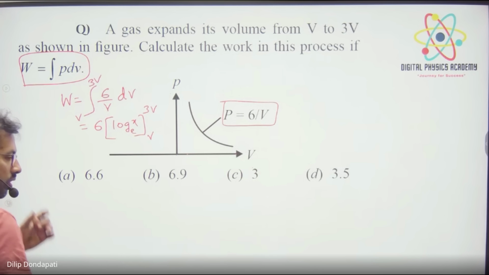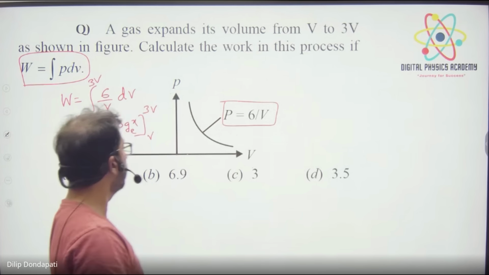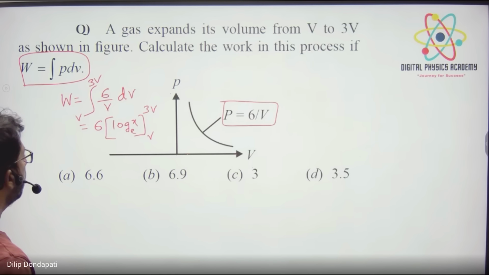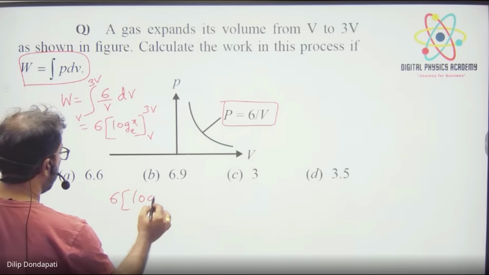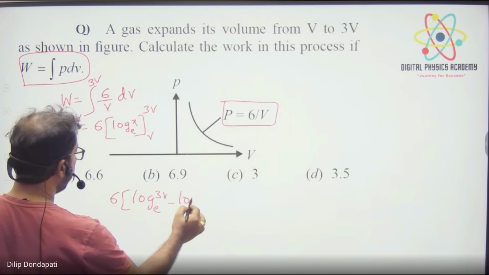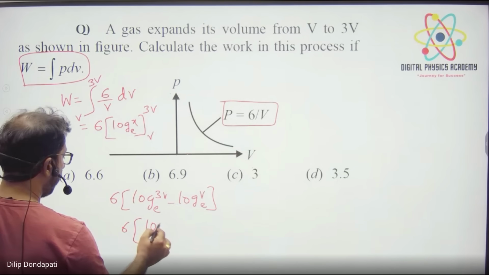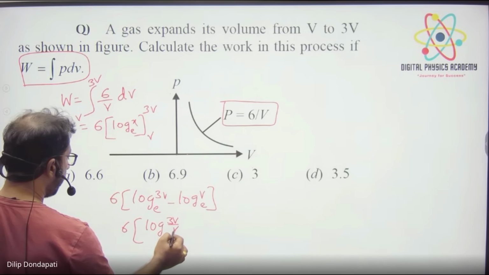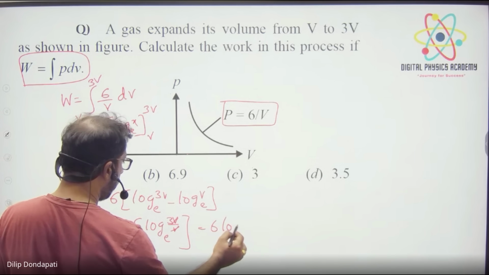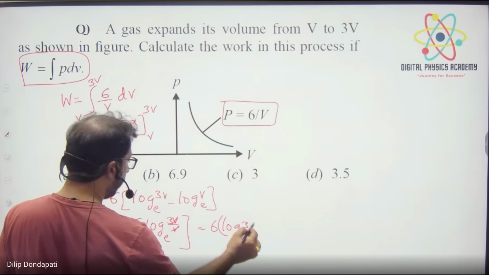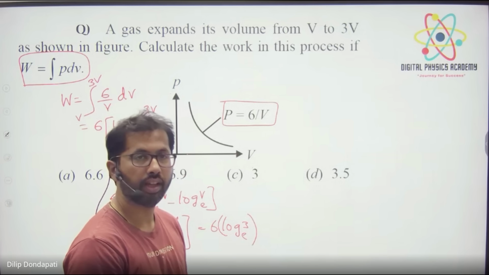So solve it. How much will it come? Put 3V in place of x. So 6 into log 3V minus log V. Log M minus log N is log M by N. So V cancels, and it is 6 log 3 to the base e. So what is the value of log 3? Log 3? You reached log, right?